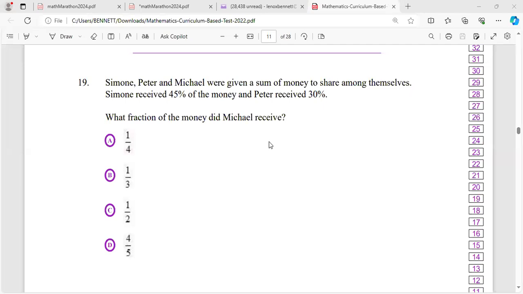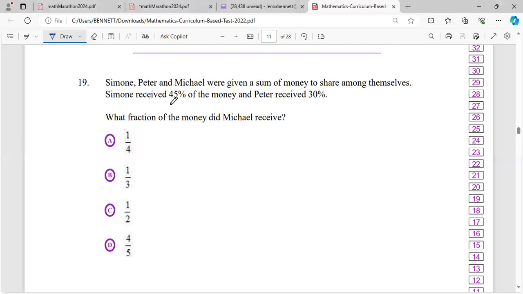So it says Simone, Peter, and Michael were given a sum of money to share among themselves. Simone received 45% of the money, and Peter received 30%. And they wanted us to find what fraction of the money did Michael receive. So we could go back to the solution for this one, as requested by someone.